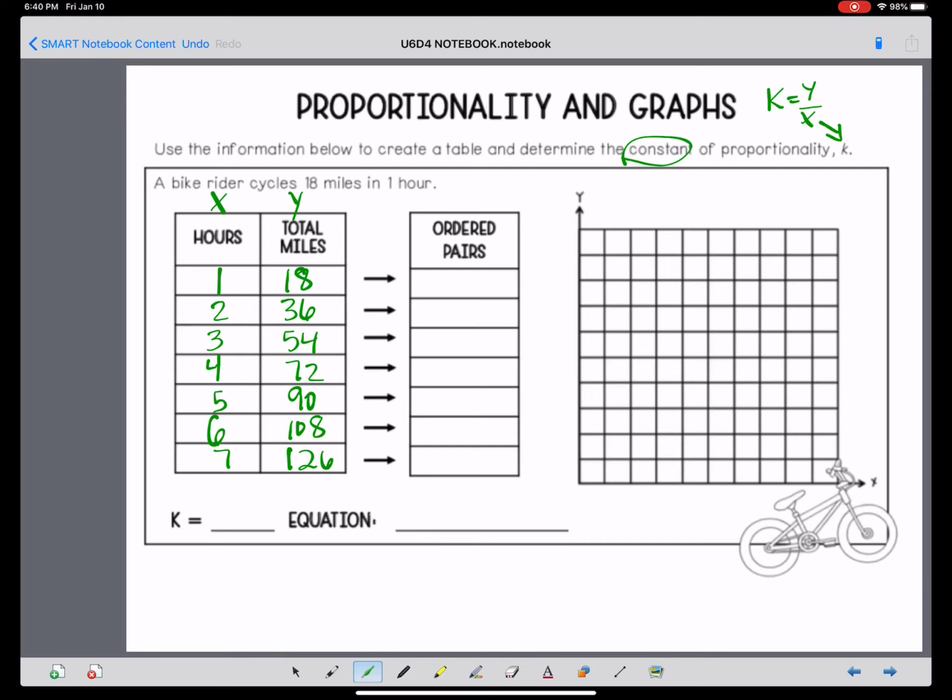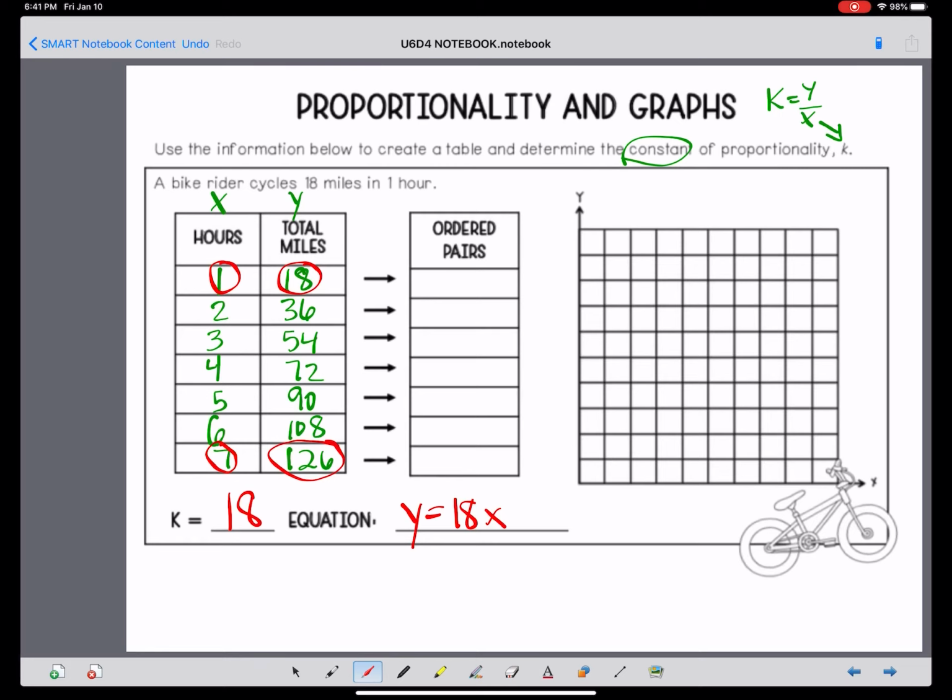So our constant is our y value divided by our x value. And each time that we do that, we are going to get the number 18. So 18 is our constant. And in order for us to get this value right here, like I said before, you take your x value, which was 7, you times it by your constant. Our constant was 18, and that gives you the y value. So for our equation, let's go ahead and put y is equal to 18 times x.